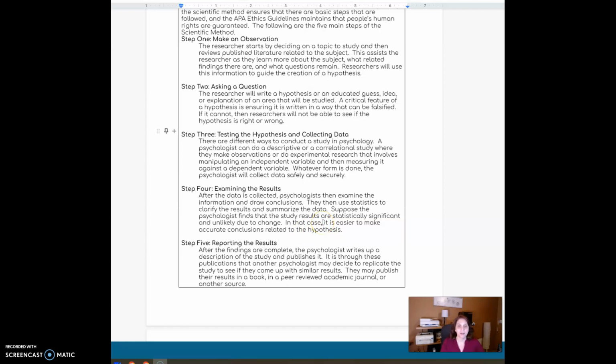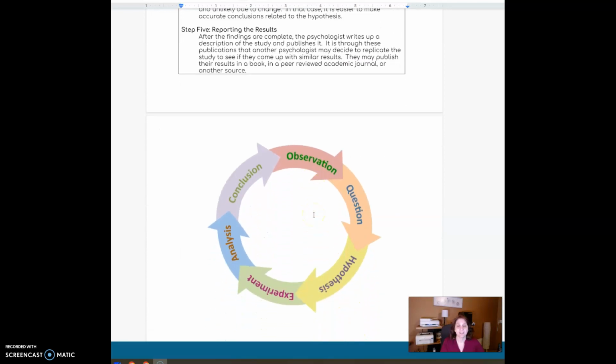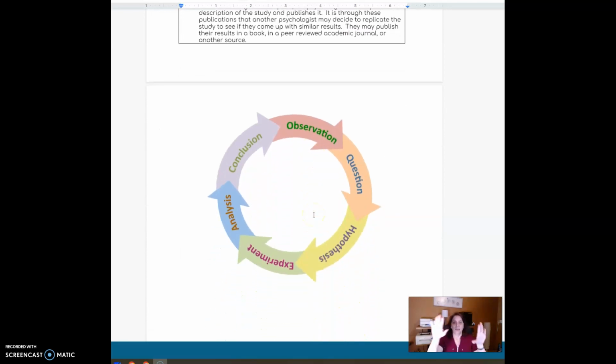They publish it. Other people are going to try to replicate it. That's what they want to do. Peer review. This is kind of the thing here. And then here's our observation, question, hypothesis, experiment, analysis, conclusion. And it often gets repeated, again and again.